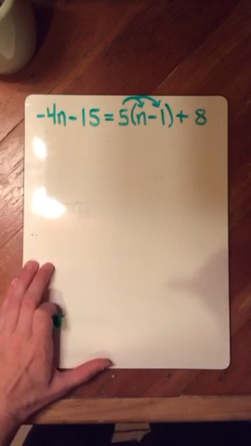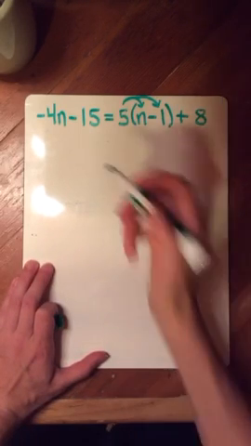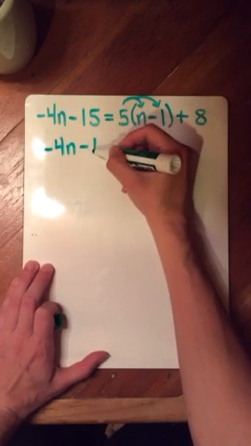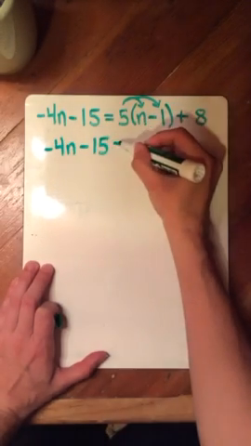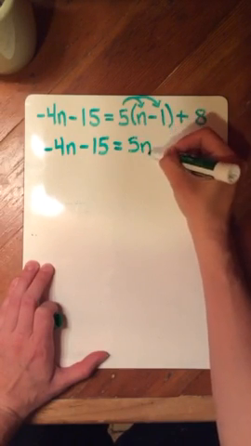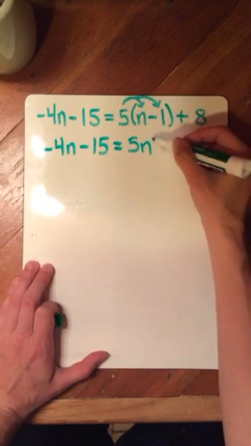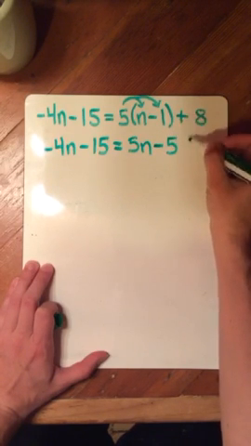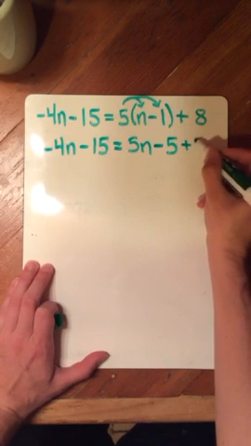After each step, we carry down everything we haven't used. So I'm going to carry down negative 4n minus 15 equals 5 times n is 5n. 5 times negative 1 is negative 5. So I can put minus 5 and then bring down the plus 8 that we haven't used yet.